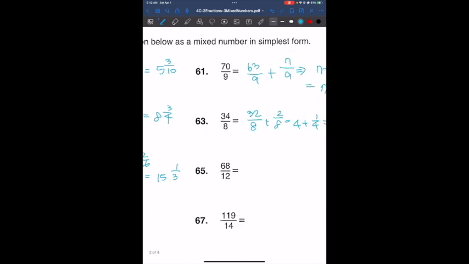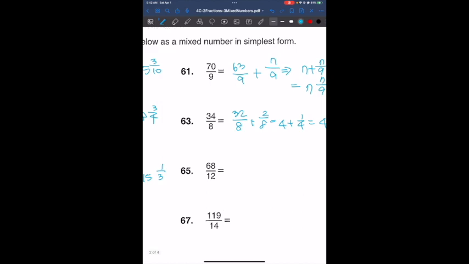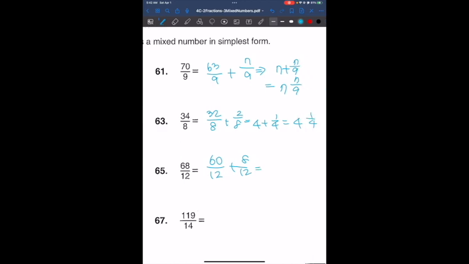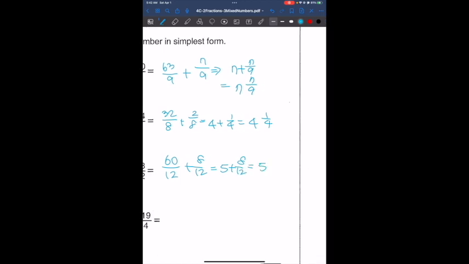And so for 68 over 12, a multiple of 12 that is less than 68 but still closest to 68 is going to be 60. So we're going to write 60 over 12 plus 8 over 12. And 60 over 12 is 5. So we write this as 5 plus 8 over 12. And 8 over 12 can be simplified, so it's 5 plus 2 over 3. So we can write this as a mixed fraction, 5 2/3.